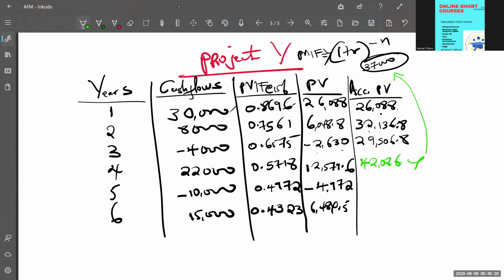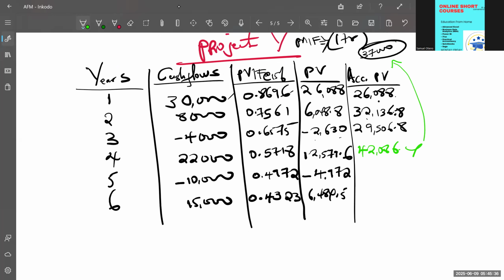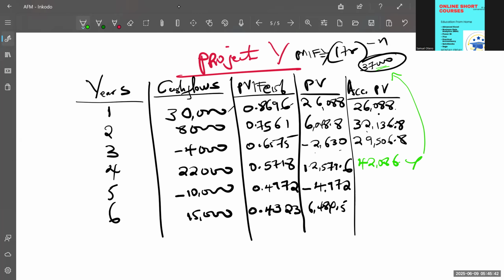Remember, our interest is to ask ourselves, at what point exactly are we going to get back what we invested? Because if you surpass the 37,000, whatever is on top is now profit. That is the level of profitability. But we just want to get the exact period to recover the 37. So we do not take the whole amount in year number four, because we don't need the whole amount. What we ask ourselves is, from 29,000, how much more do we need to recover 37,000?